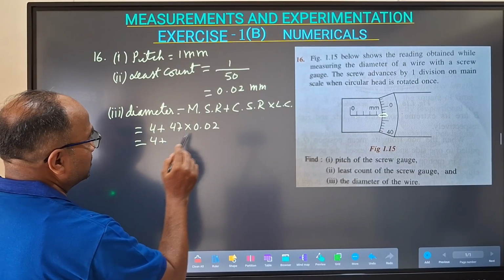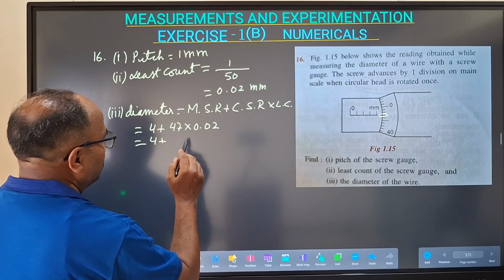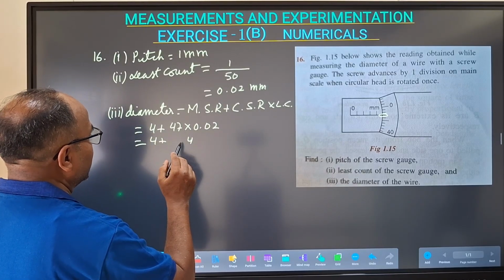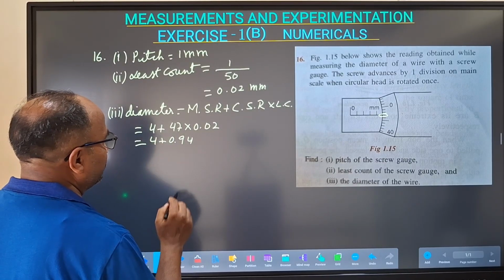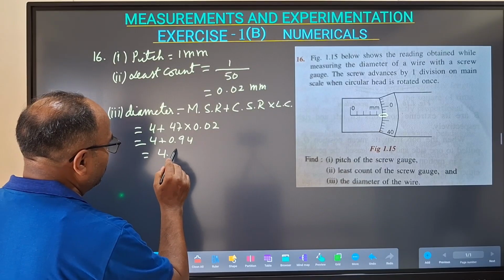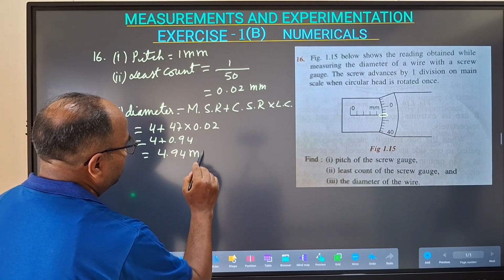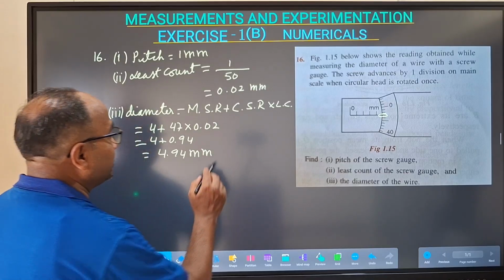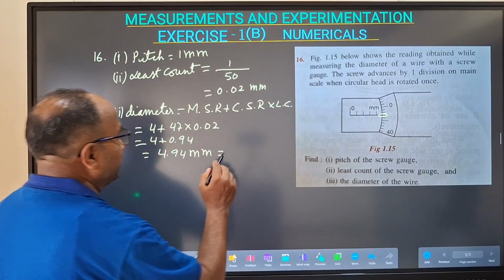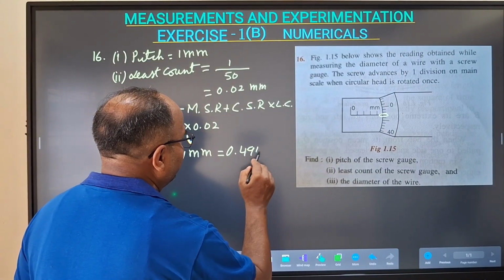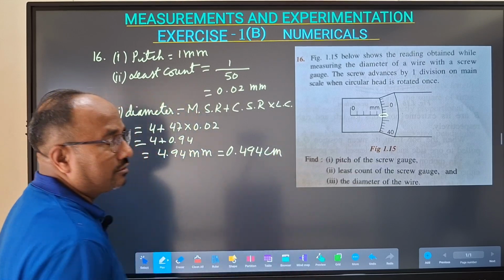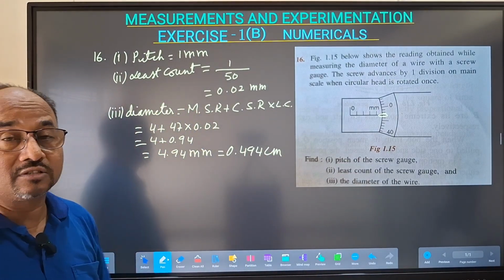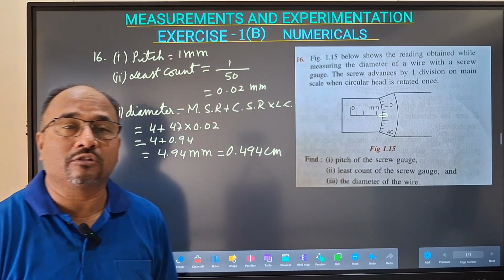So 4 plus, if you multiply with 2 here, 2 sevens are 14, 2 fours are 8, 9, 0.94. So you get it as 4.94 millimeter. I got everything till here in millimeter. If I want to bring in centimeter, shift the decimal one place back, 0.494 centimeter. Okay. So this finishes this another very important sum based on the diagram.